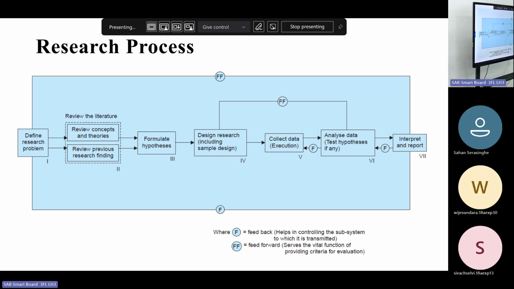Then what is the next step? You need to analyze the data. Is there any pattern? Is there any relationship between these identified variables? You need to run statistical techniques and tools through research software. We have a lot of research software.